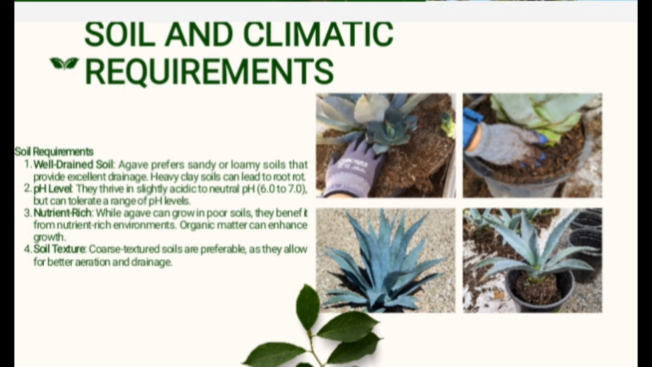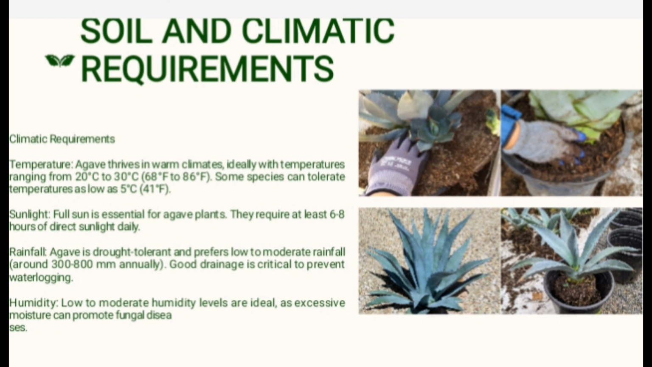For the climatic requirements of the agave plant, for temperature, it thrives in warm climates, ideally ranging from 20 Celsius to 30 Celsius, or 68 Fahrenheit to 86 Fahrenheit. Full sun is essential for the agave plant for its development, growth, and quality. It requires at least 6 to 8 hours of direct sunlight. Rainfall.